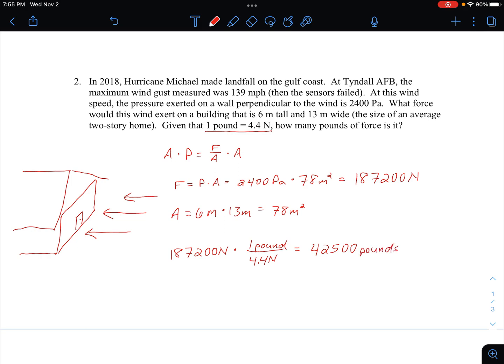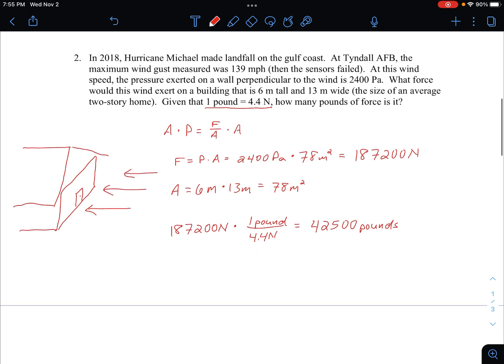So this kind of gives you an idea of why buildings fall down in hurricanes. They get blown over from the force of the wind. This is quite a large force.